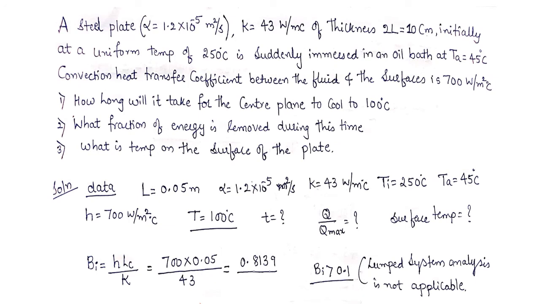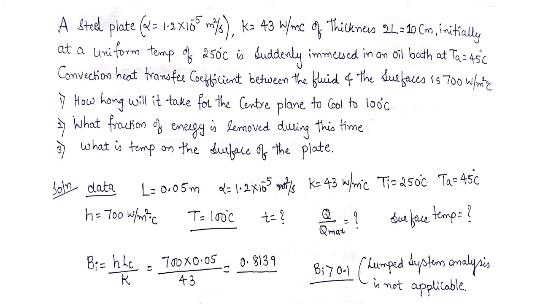So let me read first the problem. A steel plate, whose thermal diffusivity is given, that is alpha equals 1.2 into 10 to the power minus 5 meter square per second, thermal conductivity K is 43 watt per meter degree centigrade, of thickness 2L equal to 10 centimeter, initially at a uniform temperature of 250 degrees centigrade, is suddenly immersed in an oil bath at Ta equals 45 degrees centigrade.